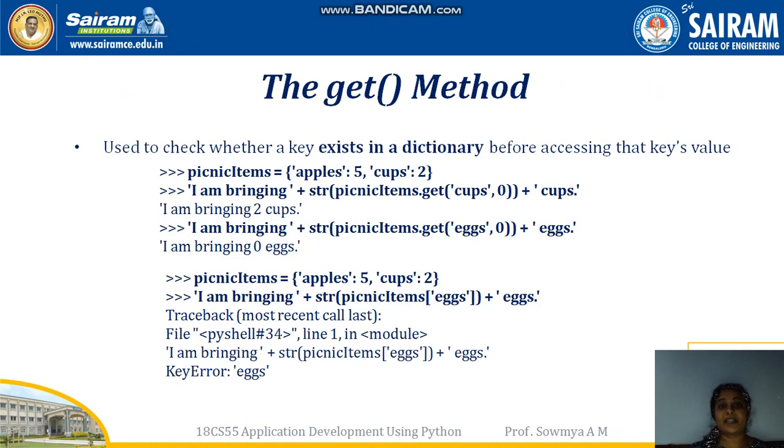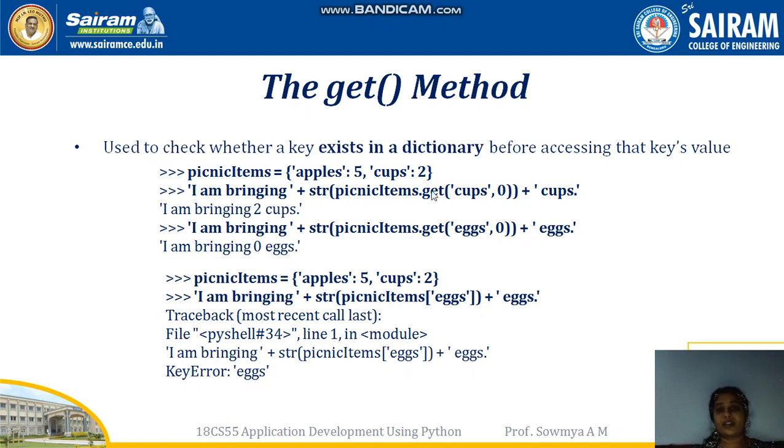Next one is the get method. If you want to get the values from the dictionary, instead of directly using the key to fetch it, what we will do: if a key is present in the dictionary, it returns the value. If the key is not present, then an error is returned. To avoid that, we make use of the get function with some default value.